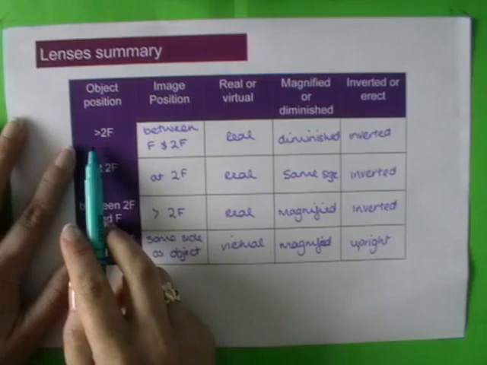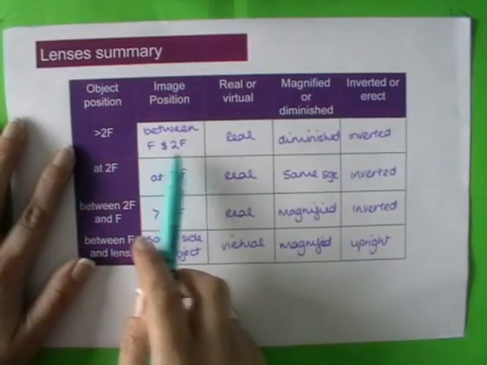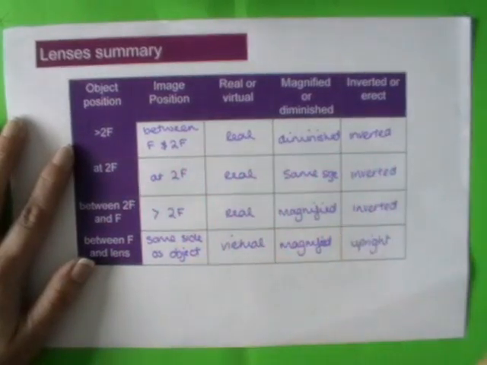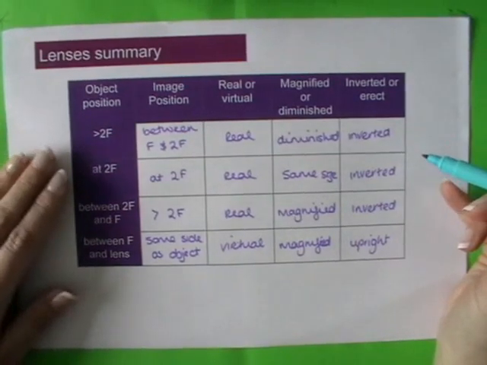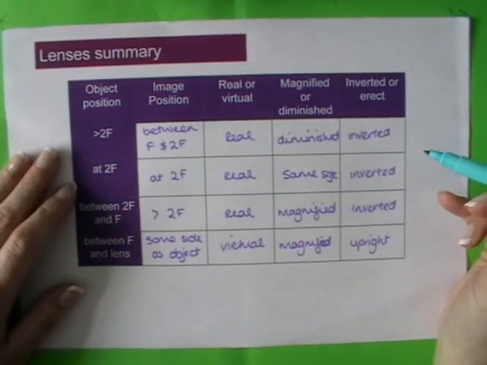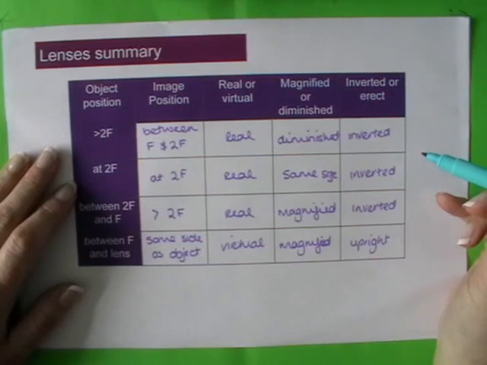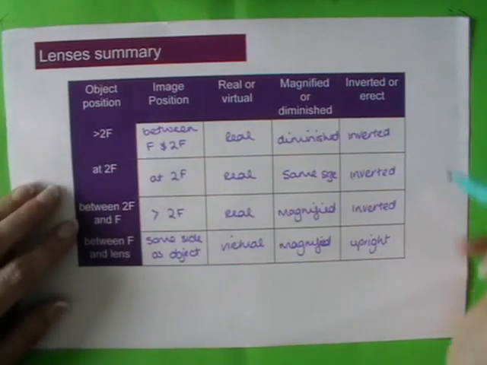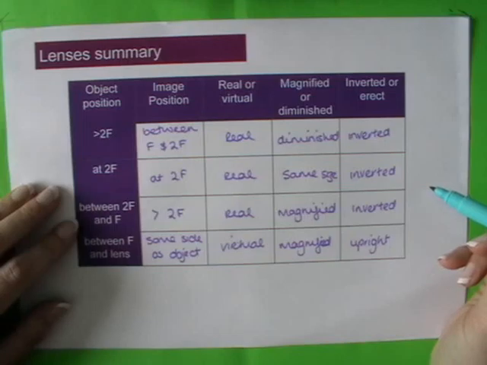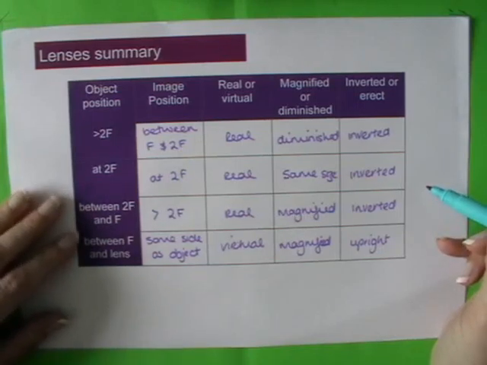If the object is beyond 2f, the image is between f and 2f, it's real, diminished and inverted. If we have an object placed exactly at 2f, the image is at 2f, it's real, it's the same size and is inverted. If it's between 2f and f for the object, the image is produced at a distance greater than 2f from the lens, it's real, it's magnified and it's inverted.